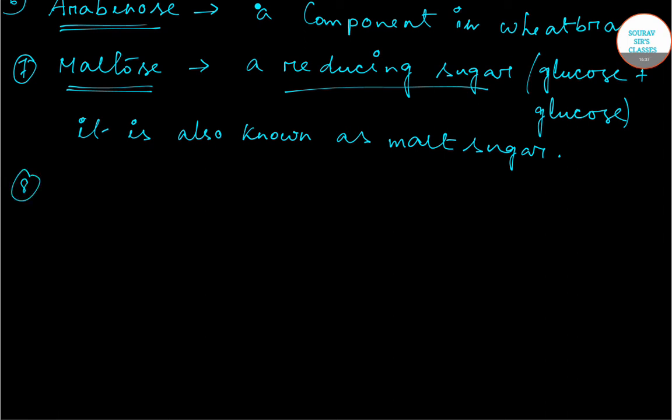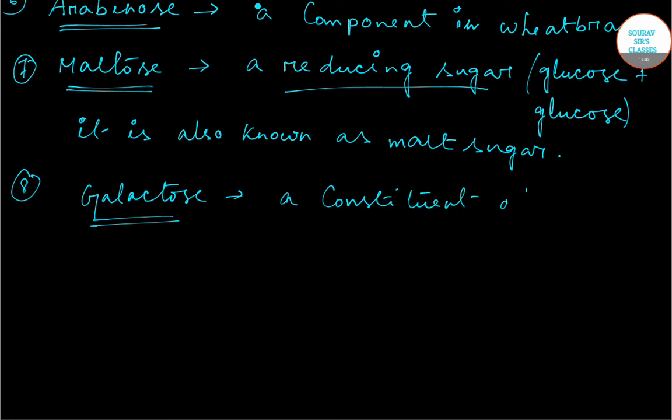Now let's take galactose. It is a constituent of gum arabic and brain glycolipids.